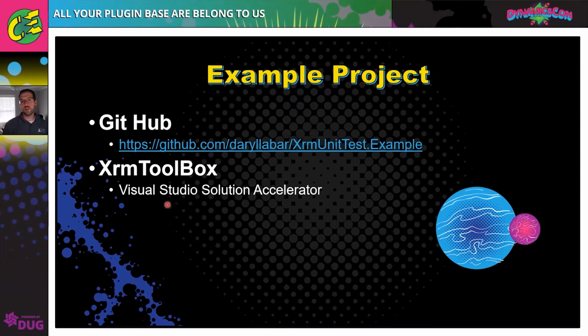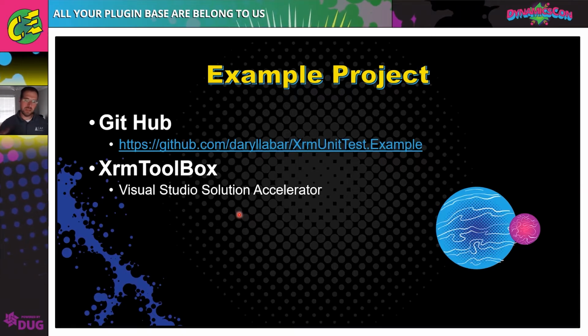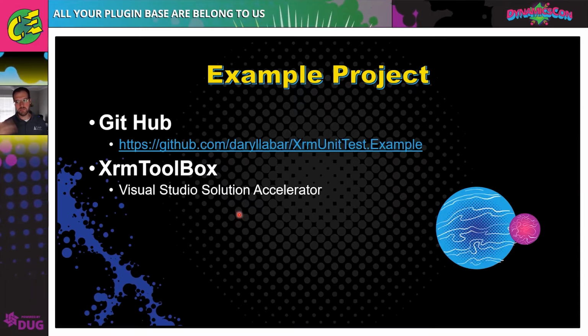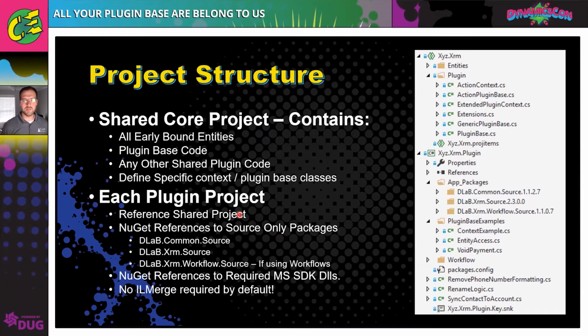Or if you prefer, you can also use the Visual Studio Solution Accelerator, which is in the XRM Toolbox. It runs a little wizard and will import into your project a plugin base and a plugin class with all the code structure. Because the code structure is a little bit complicated, I'll walk through it here just to see what it is. Here is the code structure from that GitHub project.